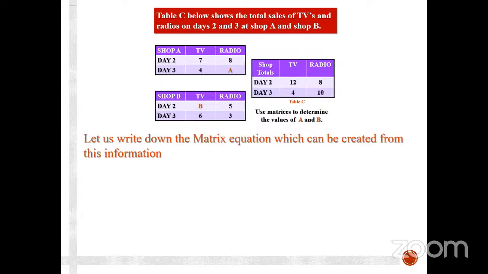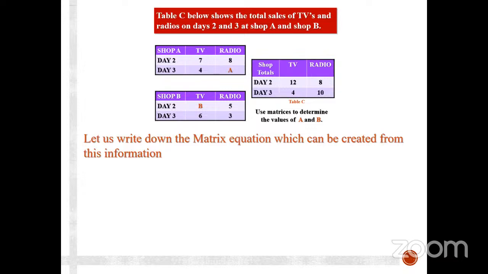And when we were subtracting, we had one matrix, and we subtracted another matrix from that, and then we got a result matrix. So that was also a matrix equation. So how could I set up a matrix equation for this information that would help me to determine the values of A and B? Any ideas?